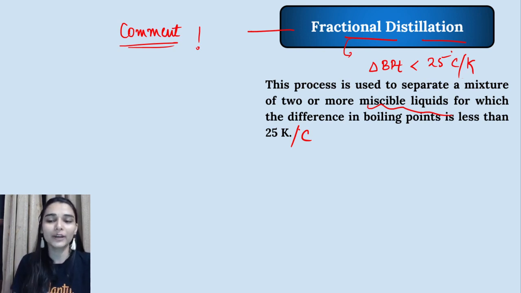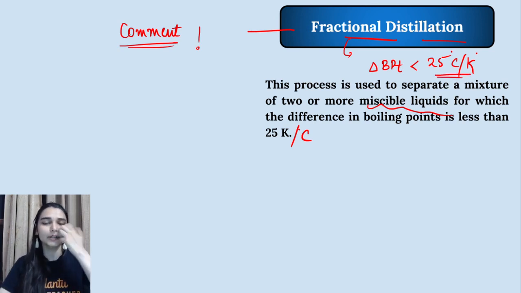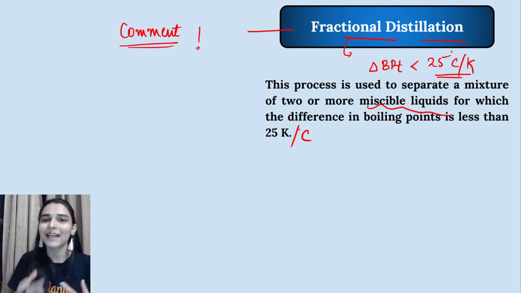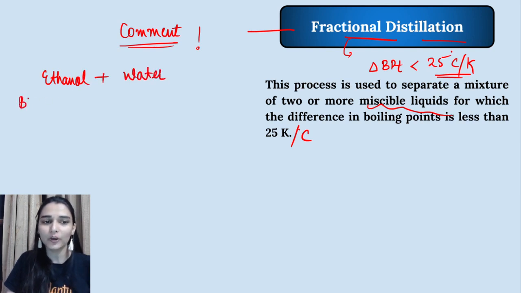If the boiling point, I will tell you some hint मैं दे देती हूँ. देखो, अगर boiling point difference is less than 25, then what will happen? Both the liquids will interfere in the separation process. ठीक है, वहाँ पर क्या होगा? जैसे मान लो मैंने एक example लिया, ethanol and water. Ethanol is completely mixed into water. It has a boiling point of 78 degrees Celsius and water के लिए it's 100 degrees Celsius.